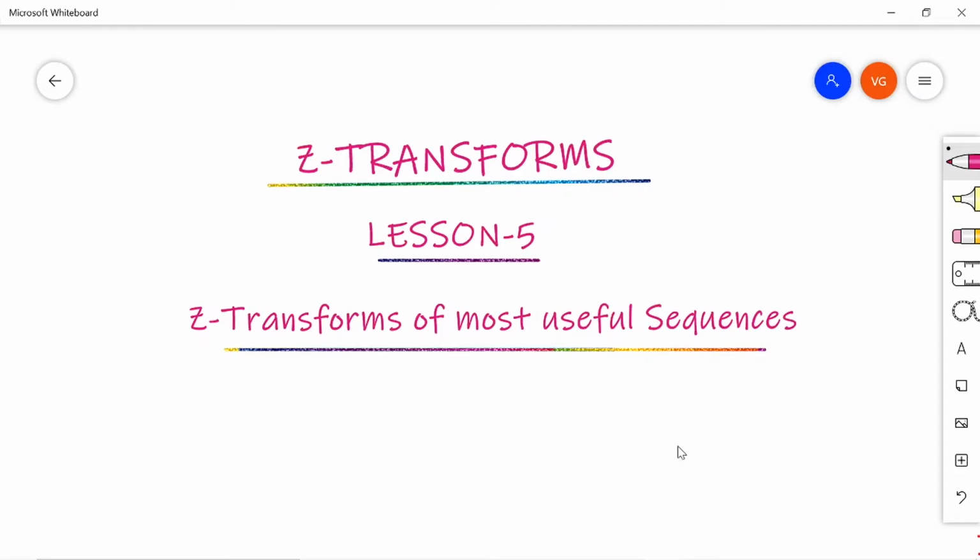In lesson number 5 video, I am going to discuss the Z transforms of most useful sequences. These sequences can be directly used in problems where you have to find the Z transform of any big problem. This sequence transform, you can directly use in Z transform like a formula. So I'm going to explain all these sequences here.